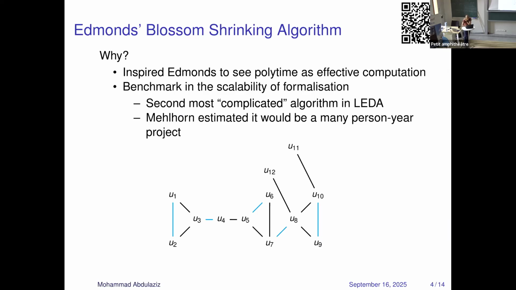So why is this algorithm interesting? This algorithm was developed in the 1960s, and the publication of this algorithm and that paper is the first time that people understood worst-case polynomial running time to be a notion of efficient computation, or efficient algorithm. Before that, it wasn't clear what an efficient algorithm is.